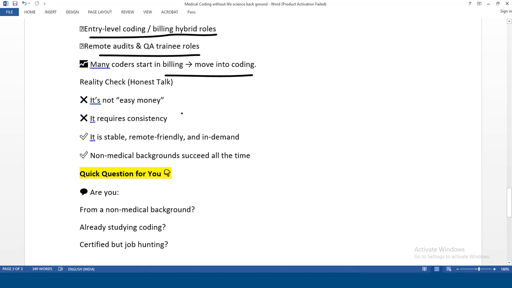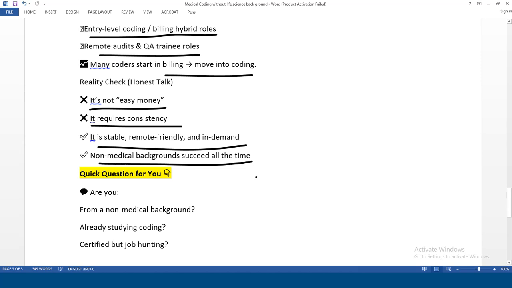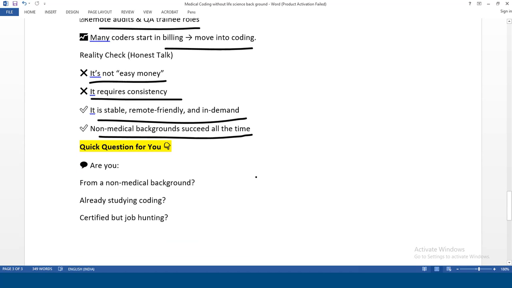The reality check is that it's not easy money. If you want to become a medical coder, it requires consistency. It is stable, remote friendly, and in demand. Non-medical backgrounds succeed all the time. If you have any questions, you can mention them in the comment section of this video.